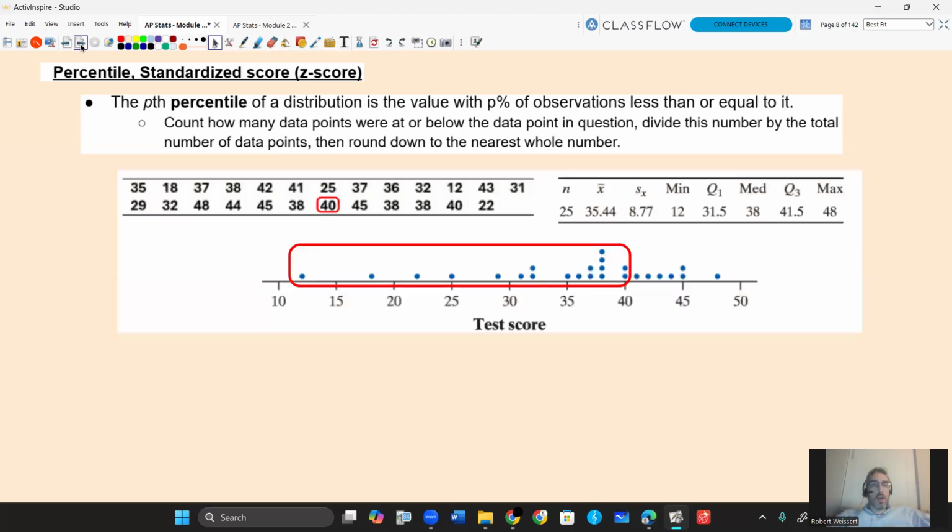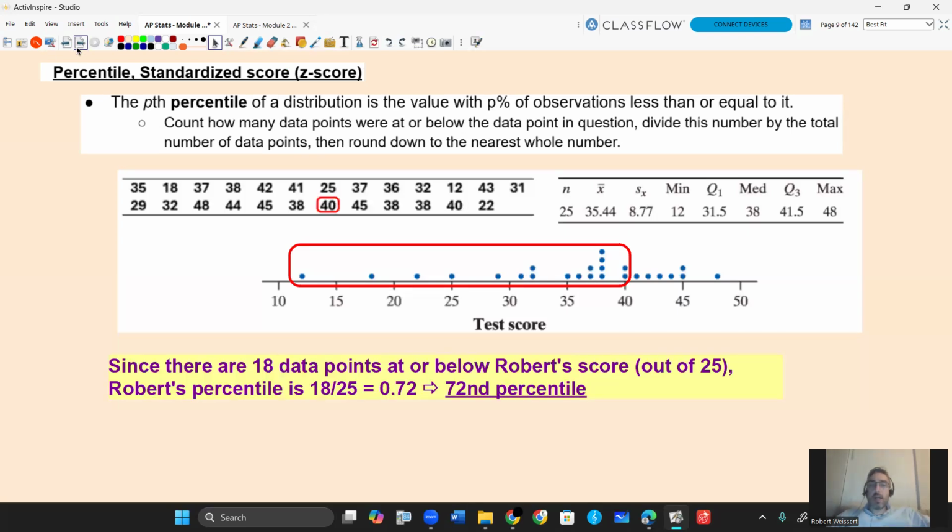So how that works for Robert in this case is we look at where 40 is, and we count out all the dots over here. Take a little counting exercise and see what you get. You should get 18 dots, so 18 out of the 25 dots that were originally there. You can divide those two numbers, and 18 divided by 25 is 0.72. That translates to the 72nd percentile. So Robert's score of 40 is actually at the 72nd percentile according to that class.